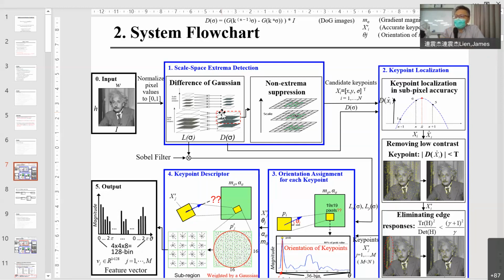But if you care about the speed, you can use the DOG. But after DOG, you have a lot of edges. And the second step you try to do is find the local maxima. That means you want to find individual edges.